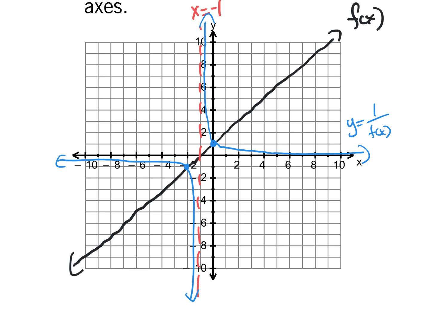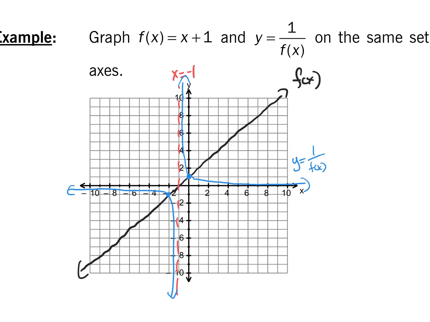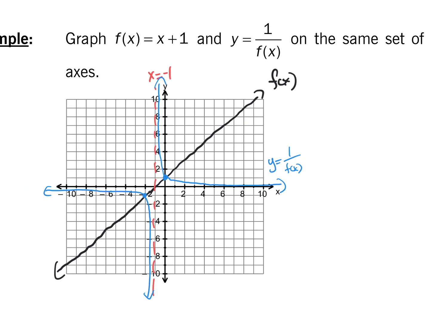So that's how you graph a function and its reciprocal. You look for the x-intercepts. The x-intercepts become asymptotes. Then you look for those anchor points of 1 and -1 and create curves just like we did. Are there any questions?